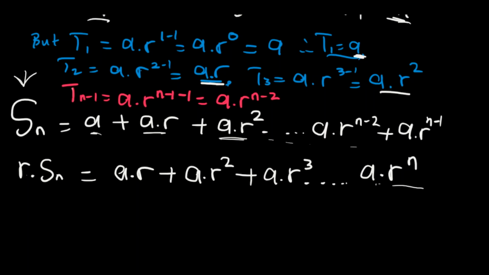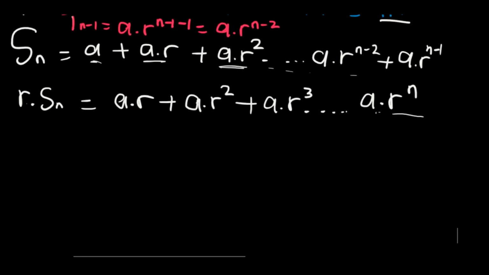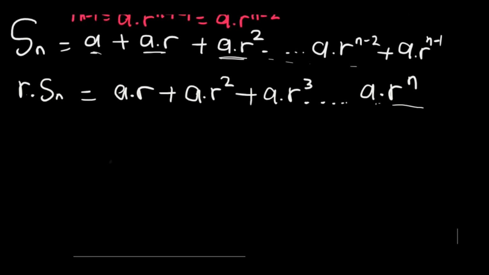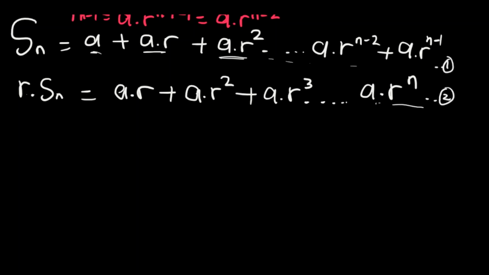So now what we will do is this. Now we have two sums. We have the first one at the top. Let me indicate it as equation 1, and then we have this one which I'll indicate as equation 2, right? So what we will do is this. We're going to subtract the bottom from the top.